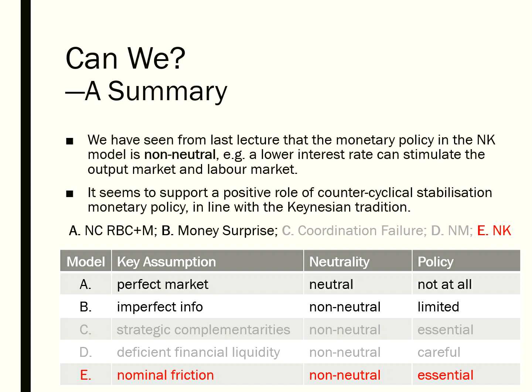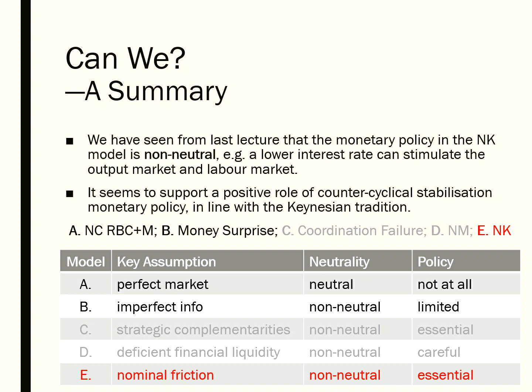To facilitate the discussion, I labeled all the models here. Model A is the new classical RBC model augmented with money. Model B is the Friedman-Lucas money surprise model. Model C is the Keynesian coordination failure model. Model D is the new monetarism model, and Model E is the new Keynesian model.